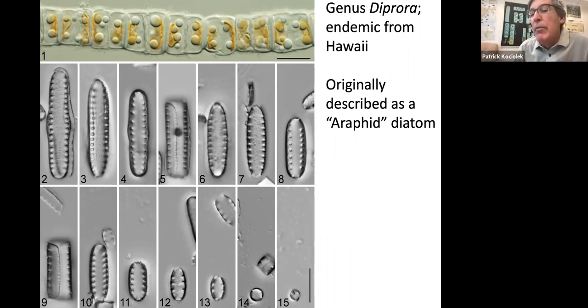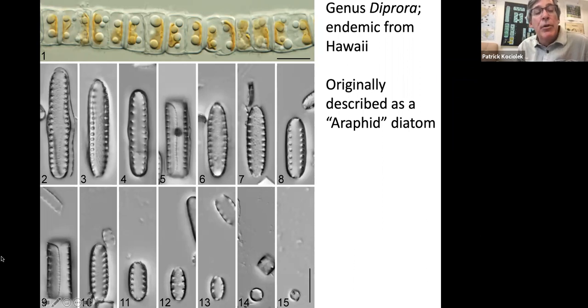It was described as an araphid diatom. It grows in caves, in little cracks and little seeps in caves, a really low light environment. And Steve Main described this 20 years ago. So when a number of us were in Hawaii studying the freshwater diatom flora of Hawaii, we came across this, we brought it back, and we actually got it to be cultured here in Boulder.